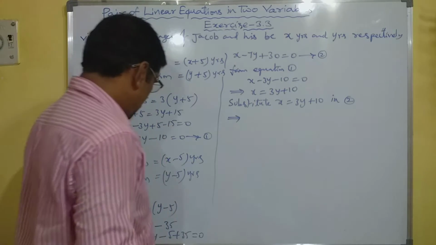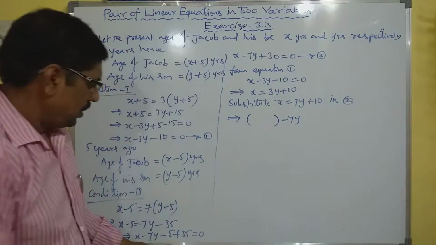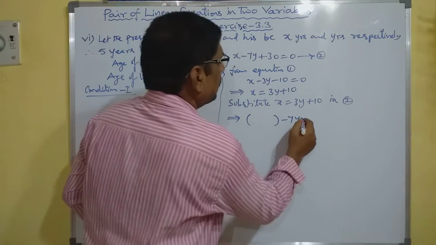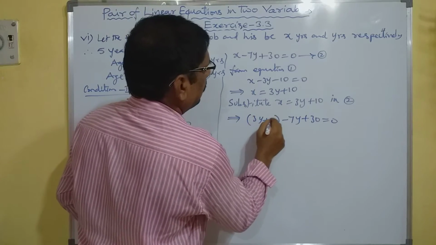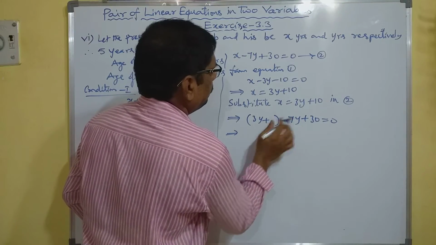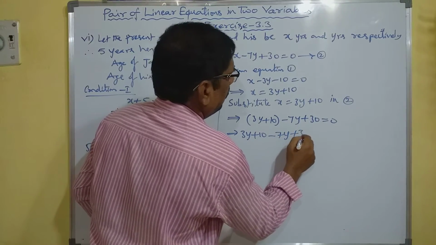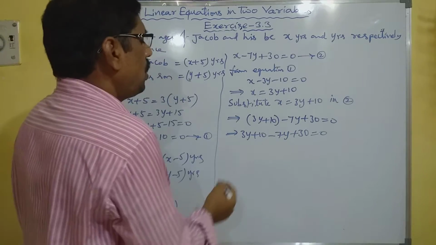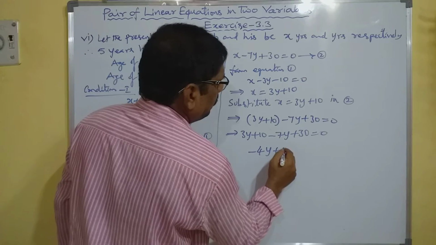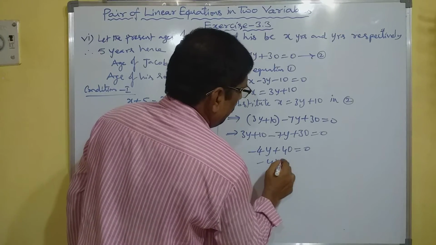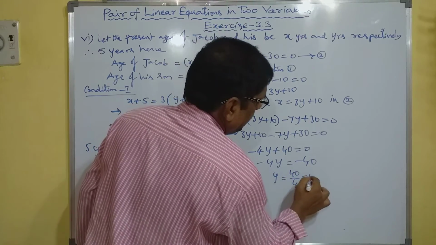This implies, what is the equation 2? x minus 7y plus 30. This is the second equation. x value is 3y plus 10. Now this implies 3y plus 10 minus 7y plus 30 is equal to 0. Now 3y minus 7y is minus 4y, plus 10 plus 30 is plus 40, is equal to 0. Minus 4y is equal to minus 40. Then y is equal to 40 by 4, we get 10.